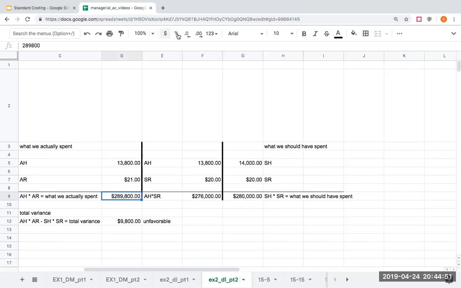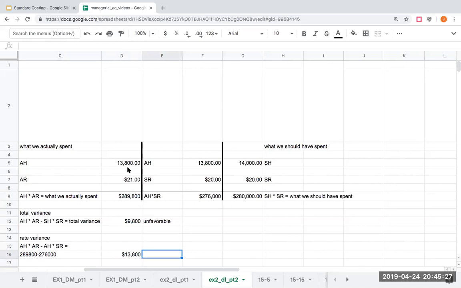So the first thing I'm going to do is compare to get to my rate variance. What I'm going to do is I'm going to compare here. So my rate variance is going to be the actual hours times the actual rate less the actual hours times the standard rate. And this is going to give me my rate variance, or 289,800 minus 276,000. So this here is going to be 289,800 minus 276, or 13,800.